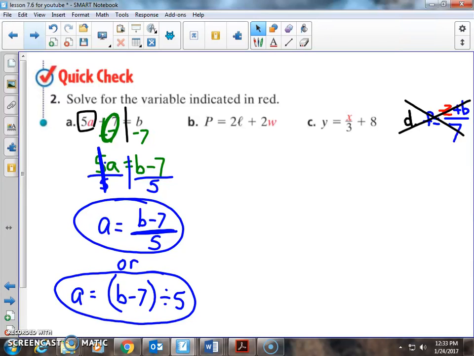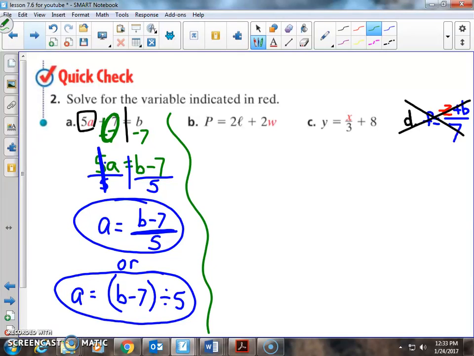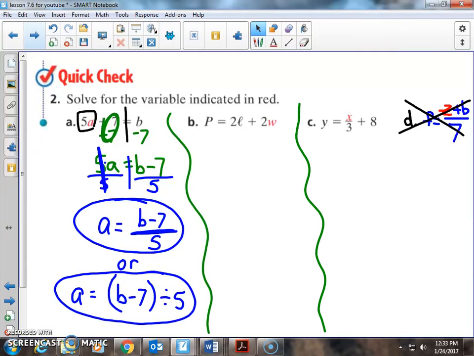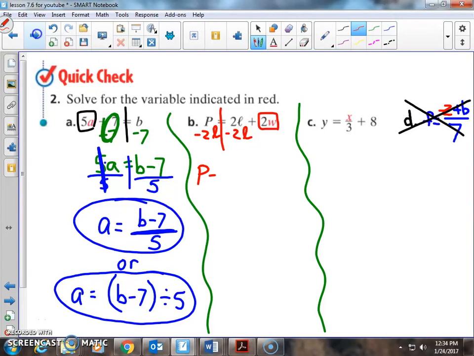So when we move on to the letter B, we're going to do things the same way. In letter B, we want to solve for W, and there's a 2 attached to it, so I'm going to put that in a box. I know that they did addition, and I want to get rid of this 2L, that's a cursive L, so I'm going to subtract 2L, subtract 2L. So now on the left side it says P minus 2L, and that will equal 2W.